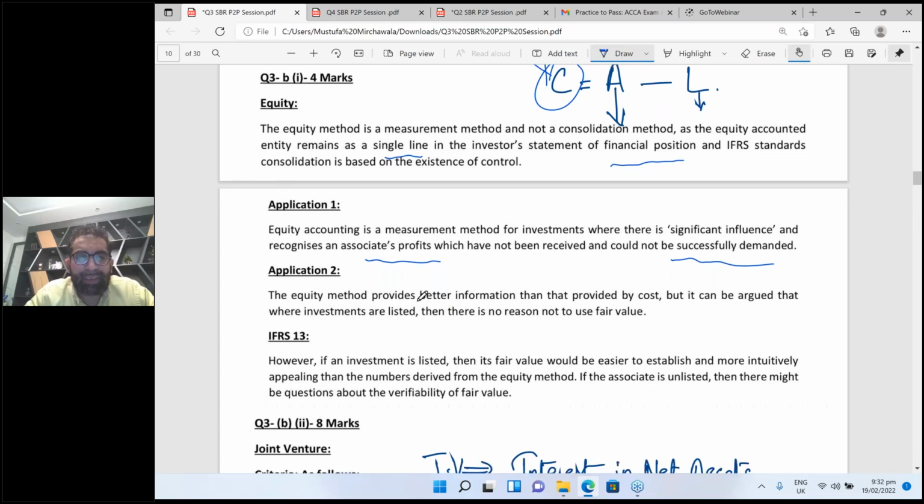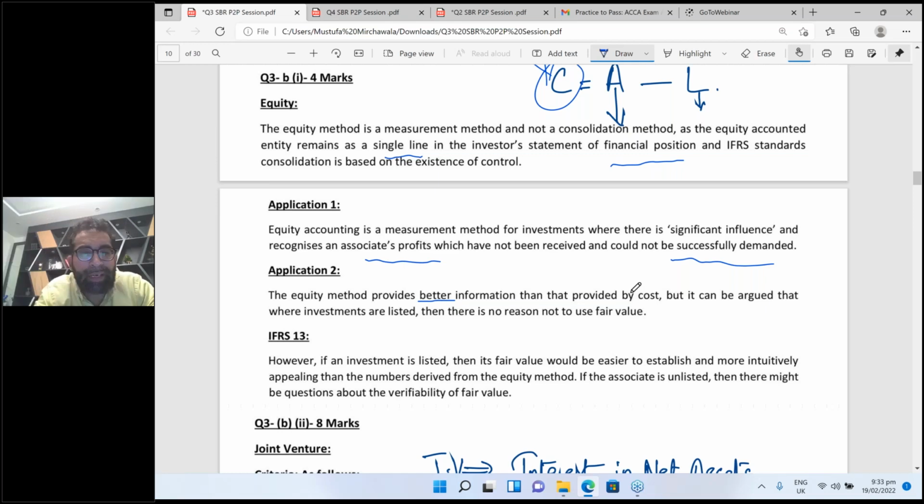Now, the equity method provides better information than that provided by cost. Yes, first of all we need to compare it with cost. So it's better than cost because cost is an outdated thing. Historical cost means like you bought these shares 3 years back, so now the values have changed, the performance has changed. So it's better you use equity accounting because equity accounting at least includes the performance of the associate.